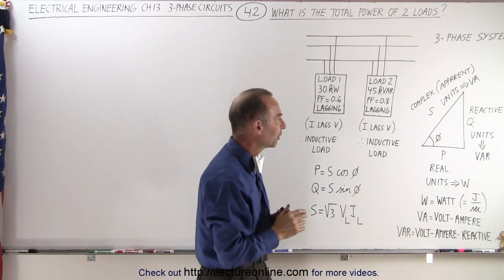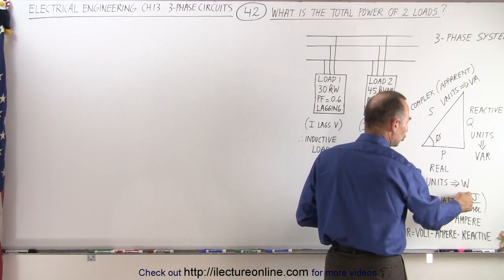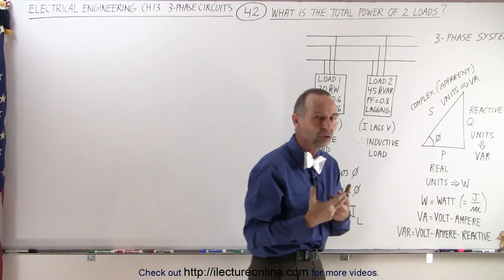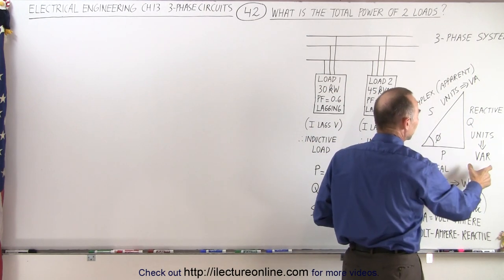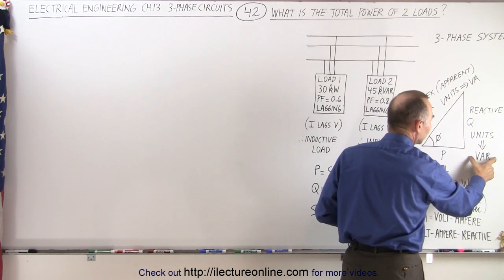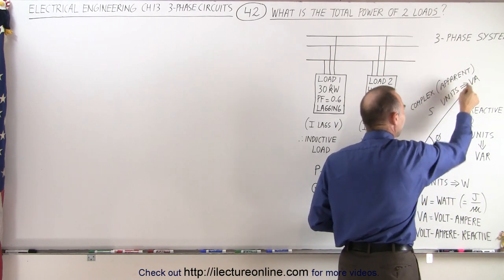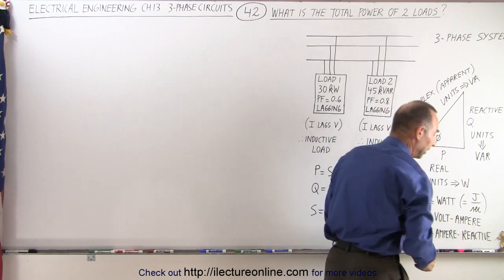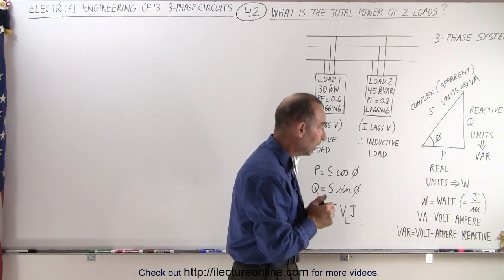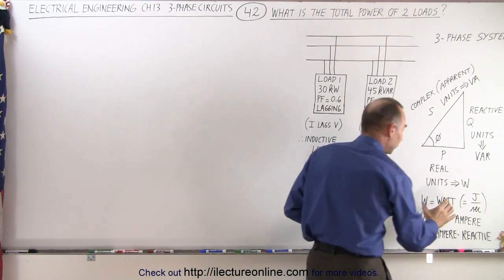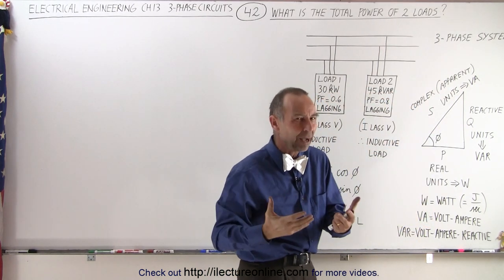Now, the units we use for them: for the real power, we do indeed use watts. A watt is a joule per second. That's the real power consumed by the load. On the vertical axis, we have the reactive power, which has units of var. What does var mean? Well, VA is the units that we have for the complex or apparent power. VA stands for volt ampere. And basically, volt ampere is a watt, if you think about it. However, we use specifically volt ampere for the complex power because it's the apparent power, not the real power consumed.